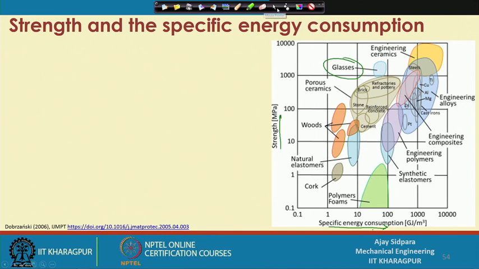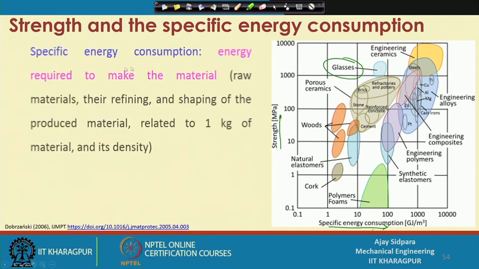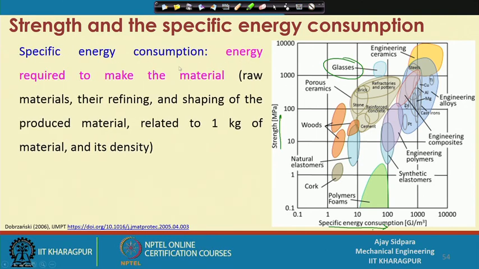So, from starting to end, let me first define the specific energy consumption. What is that? It is the energy required to make the material. So, you start with the raw material. First is the raw material, whichever way you are getting it, either through a chemical route or readily available in nature. Then you have to refine this, because whatever the raw material is, you have to separate all the different elements, and then you have to make sure that the content of this material is the same as whatever material you are thinking of. So, refining is the second step.